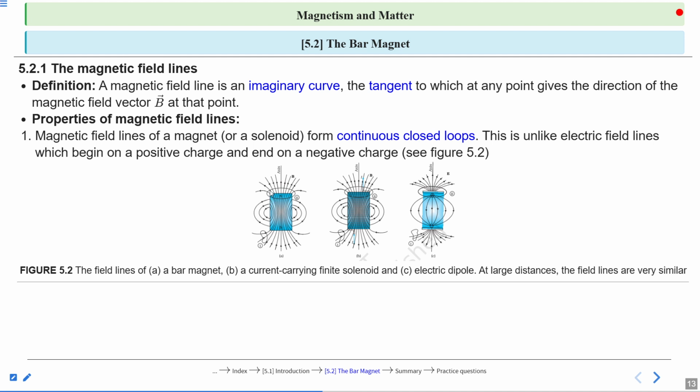Outside the bar magnet, magnetic field lines are from north to south, and inside the bar magnet, they are from south to north. So they are forming closed loops. Similarly, for a solenoid, these are windings of the wire, a closely wound solenoid. Magnetic field due to the solenoid is also forming closed loops.